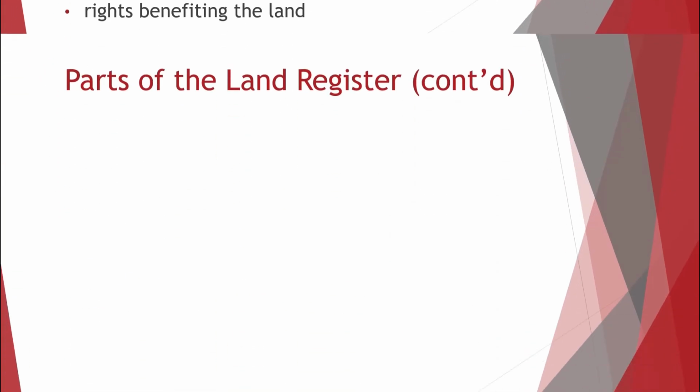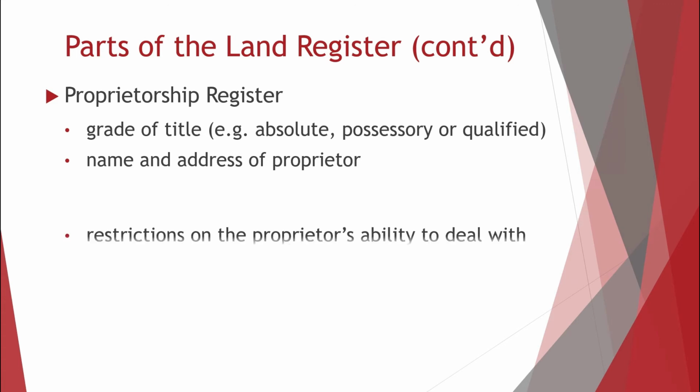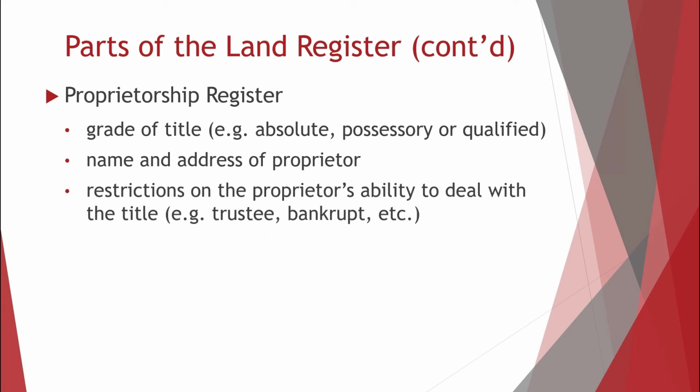The Proprietorship Register contains details of the grade of title awarded by the Land Registry, such as absolute, possessory or qualified, the registered proprietor and their address for service, as well as any restrictions on the proprietor's ability to deal with the title, such as if the proprietor is a trustee or bankrupt. It also includes the price paid since the year 2000.